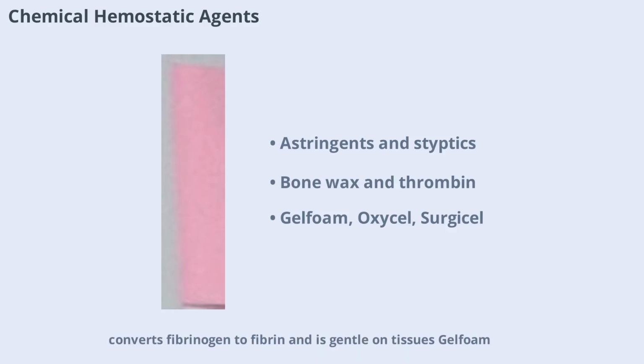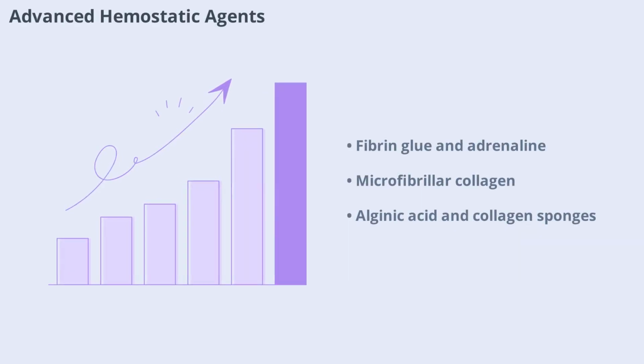Gelfoam, a gelatin sponge, absorbs blood and acts as a scaffold for the fibrin network, aiding clot formation. Oxycel and Surgicel are oxidized cellulose polymers that form artificial clots and are absorbed over time. Advanced hemostatic agents include Fibrin Glue, adrenaline, microfibrillar collagen, alginic acid, natural collagen sponge, and fibrin sponge.